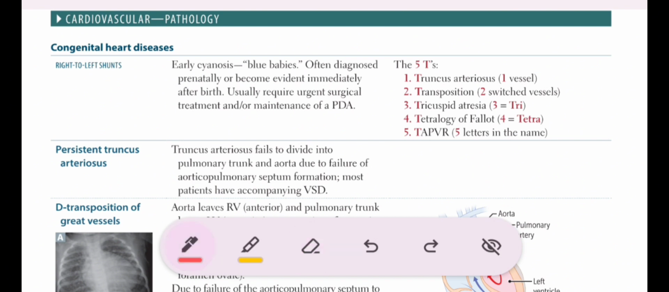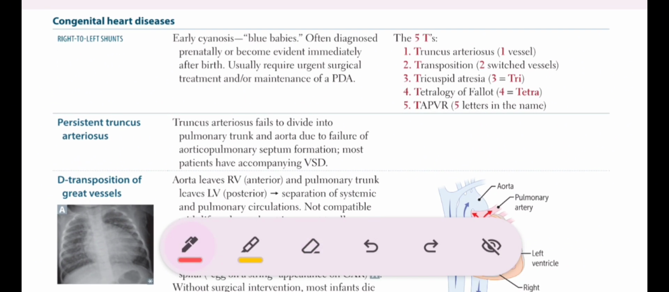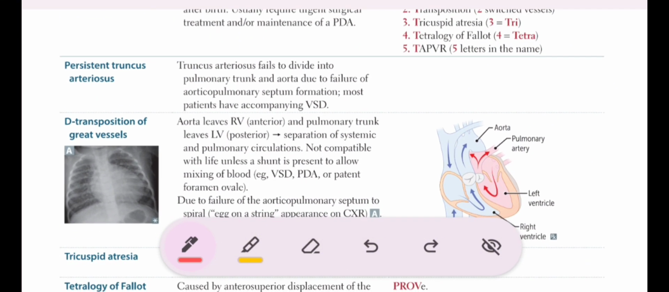Right to left shunt causes early cyanosis, also known as blue babies. These are often diagnosed prenatally or become evident immediately after birth, since the baby is fully cyanosed. To remember the right to left shunts, you need to remember the 5 Ts. That is the truncus arteriosus, the transposition of great vessels, the tricuspid atresia, the tetralogy of Fallot, and the TAPVR.